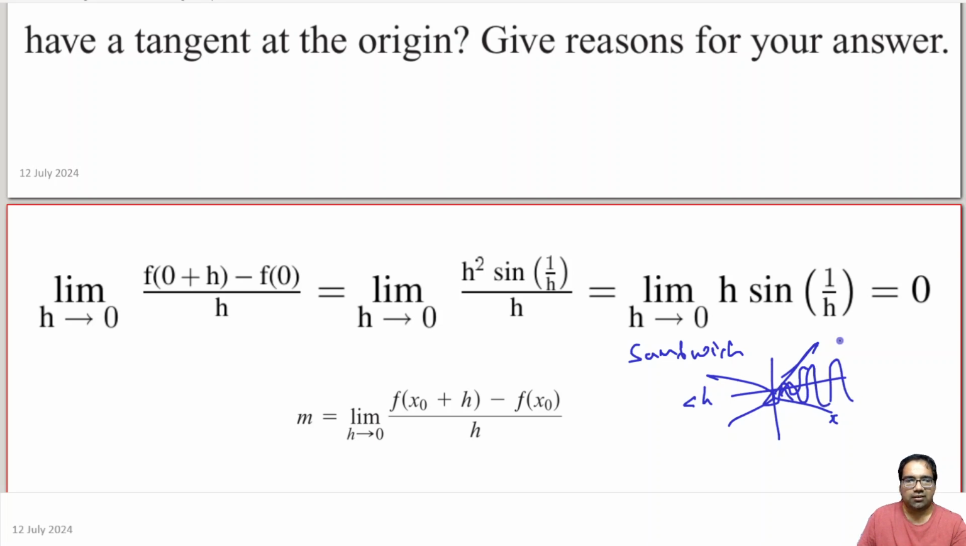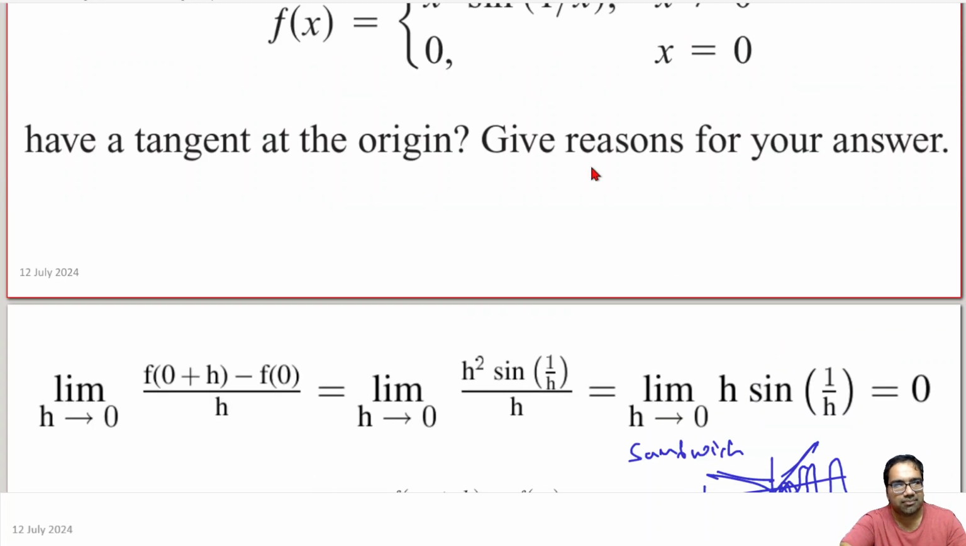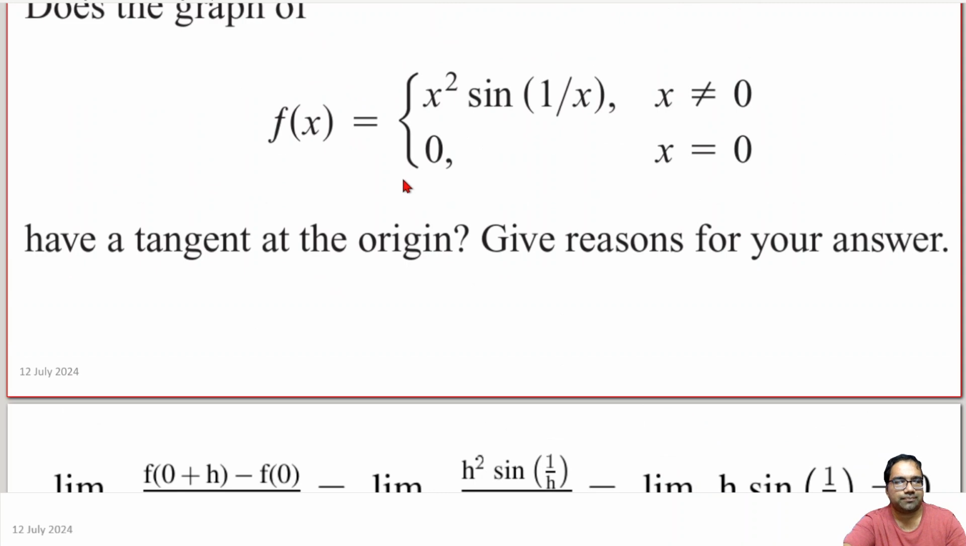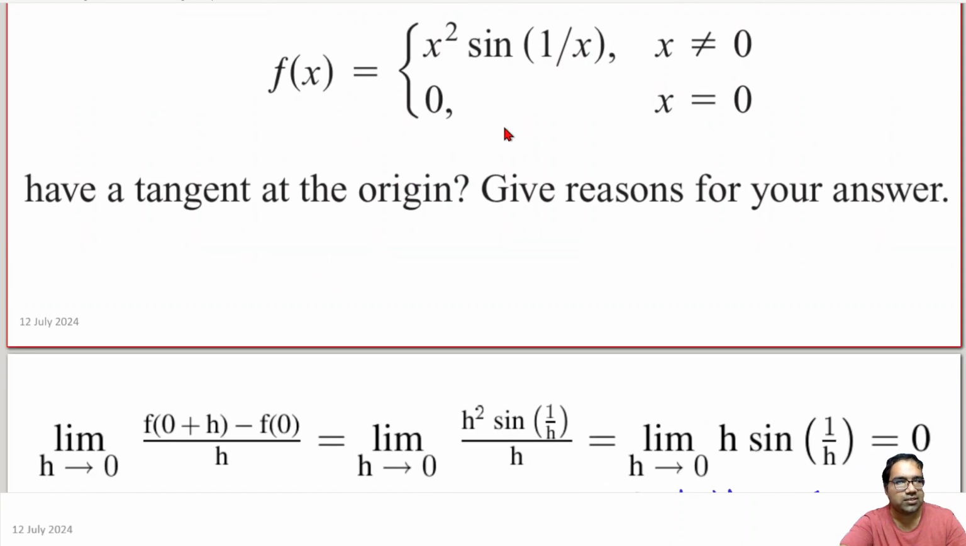This graph can run somewhere like this, but it is bounded above and below by the lines y equal to x and y equal to minus x. Both these lines converge to 0, so that's why this limit is equal to 0. By using the sandwich theorem we have proved this earlier, so I am not getting into the detailed proof here. So basically, this graph has a tangent because the slope of the curve is actually 0 at this point. Because f of 0 is already given, f of 0 is actually 0.